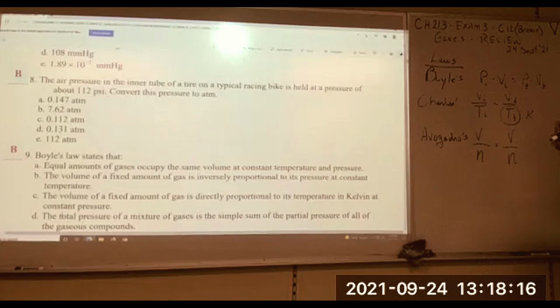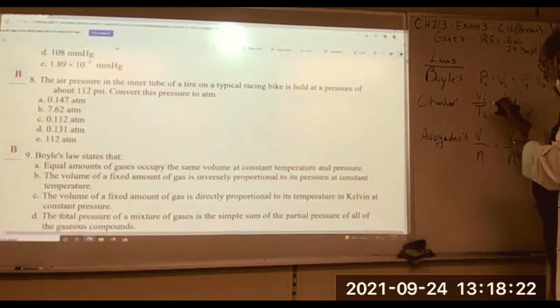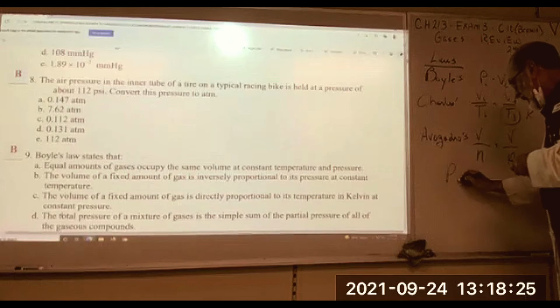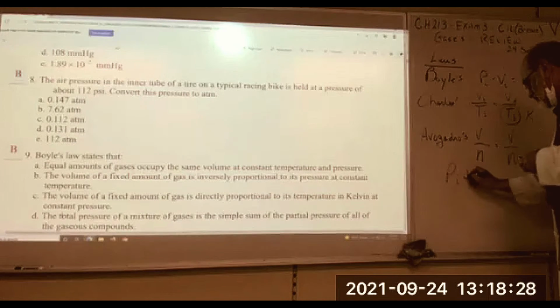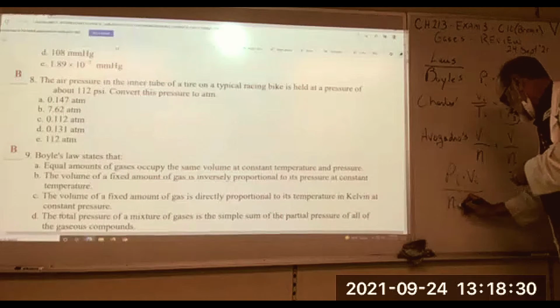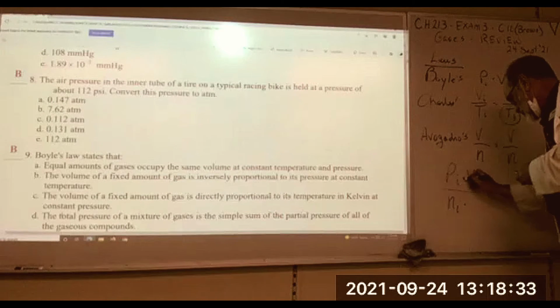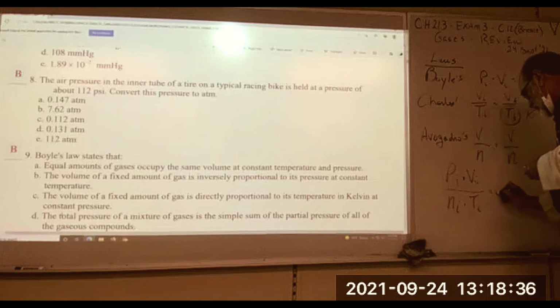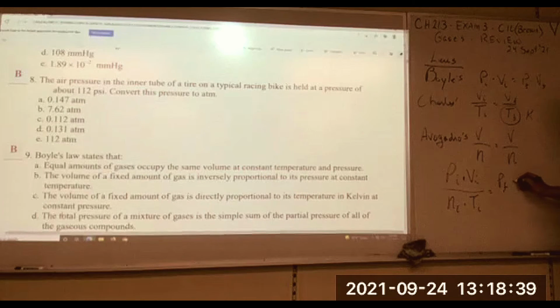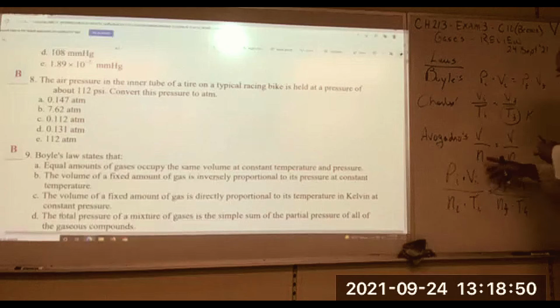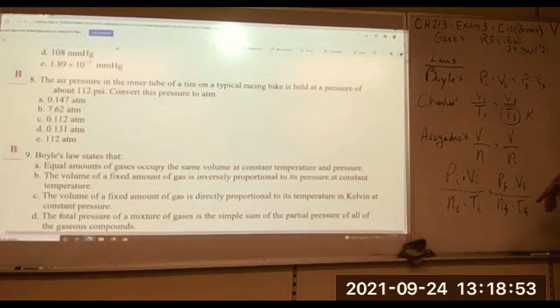The combined law, correct? So the combined law is fairly easy to deduce from that. Initial, initial, initial, initial. And that's equal to final. And this again is for before and after conditions. So you can let all these things vary. As long as there's only one unknown, then you can solve for it.